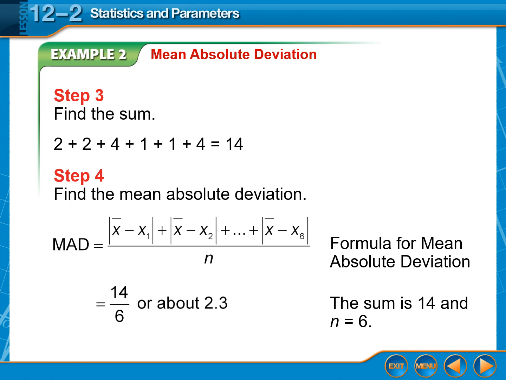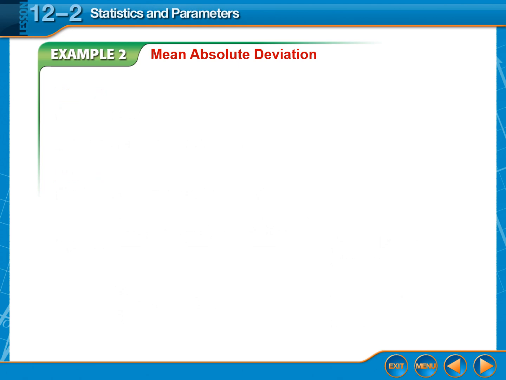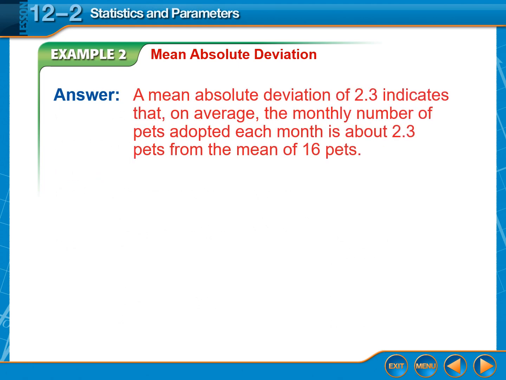So what does that mean? On average, each data point deviates from the mean about 2.3 units, okay? About 2.3 units. That's what that means. So a mean absolute deviation of 2.3 indicates that, on average, the monthly number of pets adopted is about 2.3 pets from the mean of 16 pets, like I said before. That's the deviation of each element of the data set. Okay? All right, let's look at another one.